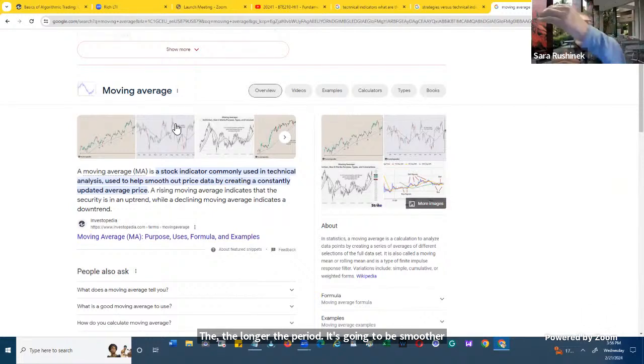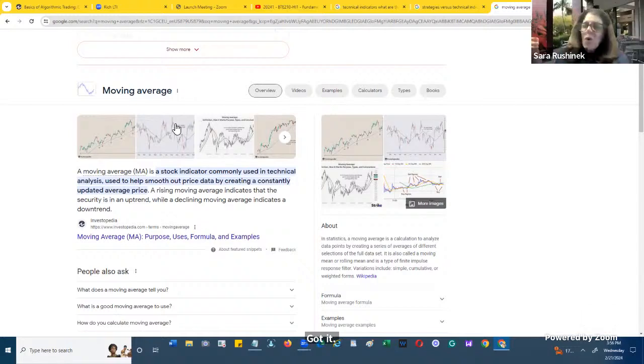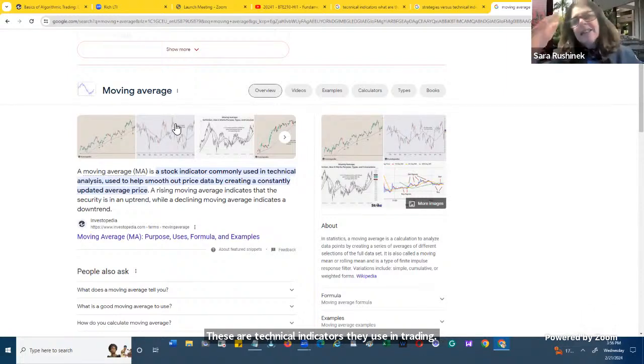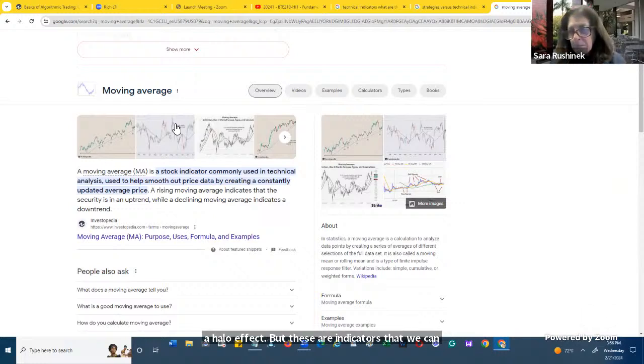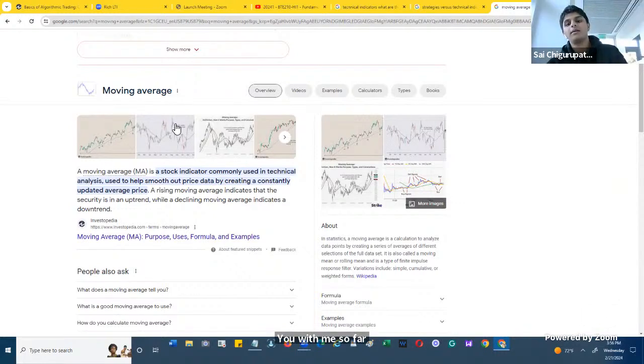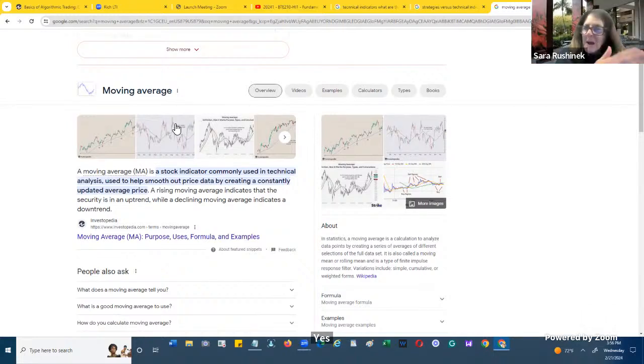Because does the stock market just go, is it smooth? Of course it isn't. Is it linear? No. So they smooth it out. These are technical indicators they use in trading. Whether we can test that, some finance people don't even believe in it. But I guess enough people believe in it, it's almost like a halo effect. But these are indicators that we can look at. You with me so far? Yes. Okay, perfect.